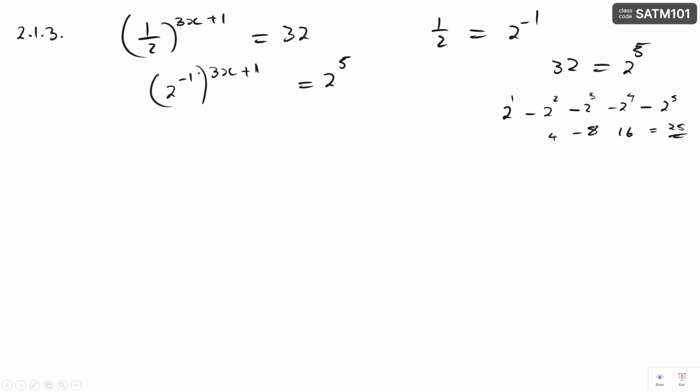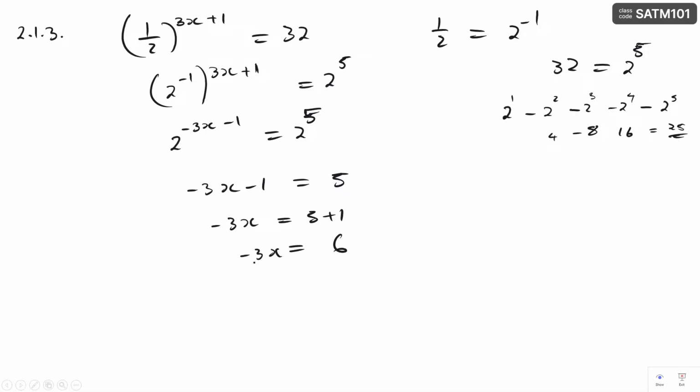So now let's try to simplify this. This and this is going to be 2 to the power negative 3x. This one is multiplying everything here. Minus 1 is equal to 2 to the power 5. So since we have the same base, we can drop the base and equate the exponents. So negative 3x minus 1 is equal to 5. So now we can take negative 1 to the other side. So it's going to be 5 plus 1, which is 6.